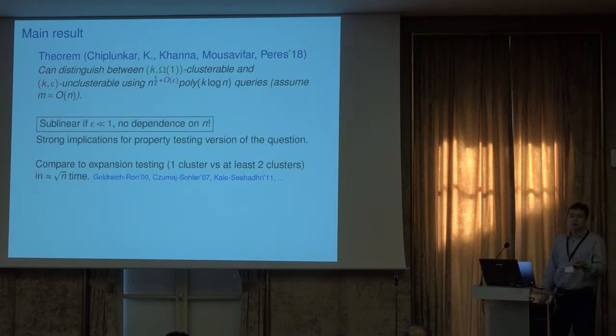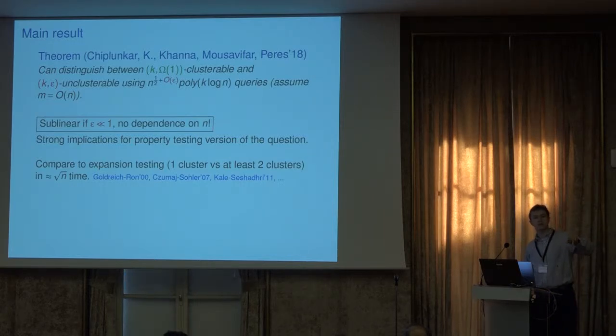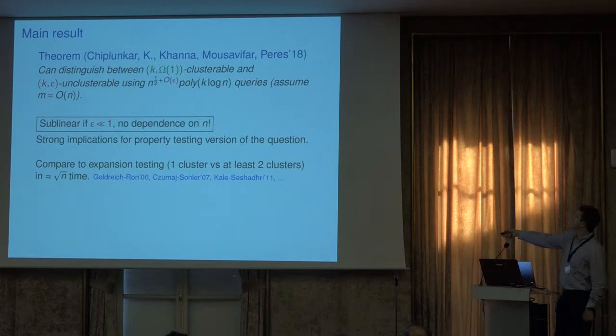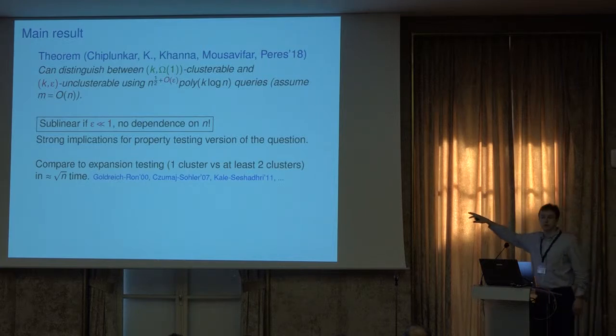Okay, well, one thing to note is that the algorithm is sublinear in n, as long as epsilon, the gap between inner and outer conductances, is smaller than a constant. In particular, this also has strong implications for a property testing version of testing graph clusterability, but I don't have time to talk about this in this talk.